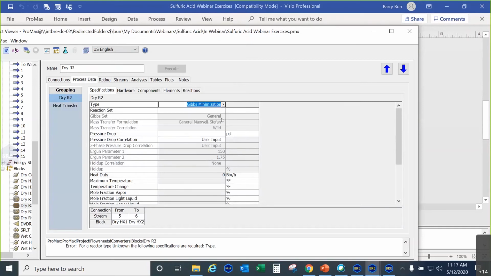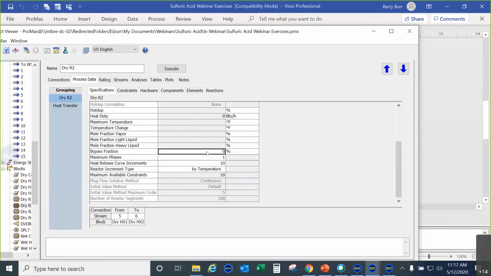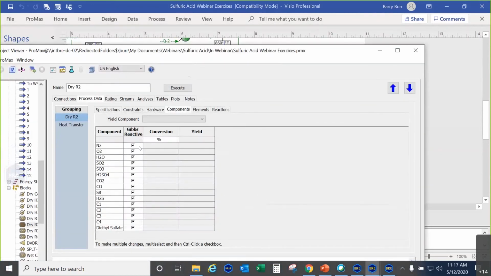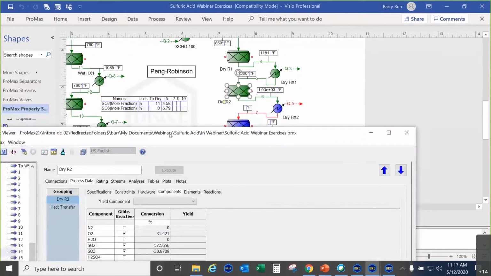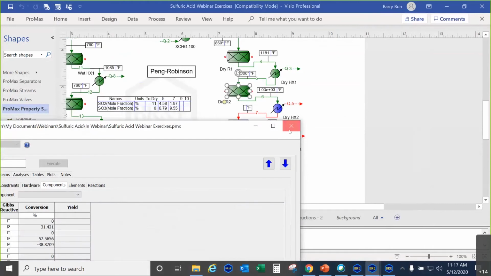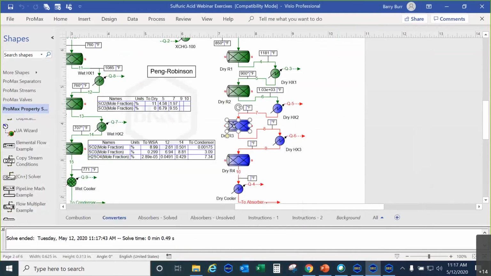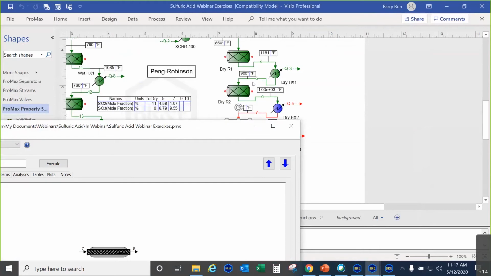Gibbs minimization, 108 psi, and I need to limit the components. And here we're only going to have oxygen, SO2, and SO3. We're not going to check water and sulfuric acid. So that converts. And let's do all the beds first.